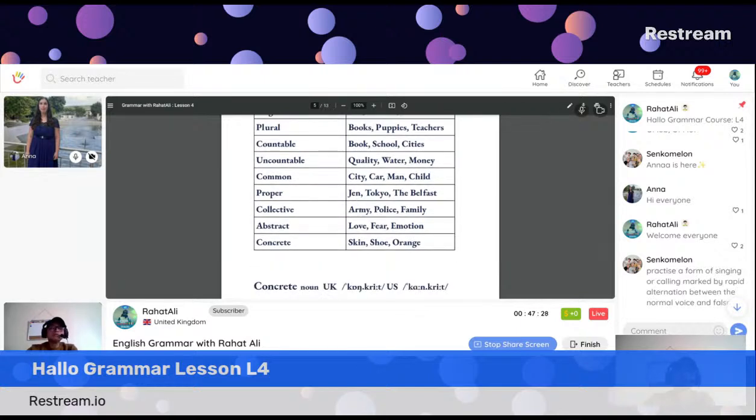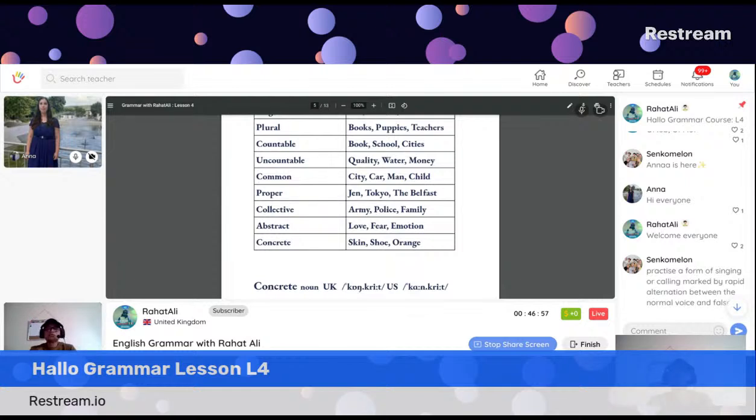Then common noun. Common nouns are common for everything, like city. What is the capital city of Bulgaria? Sofia is a city, London is a city, Paris is a city, New York is a city. So these are all common names for cities. Similarly, car, there are many kinds of car like Mercedes, a Ferrari. Then man, each man has a different name. Child, each child has a different name.